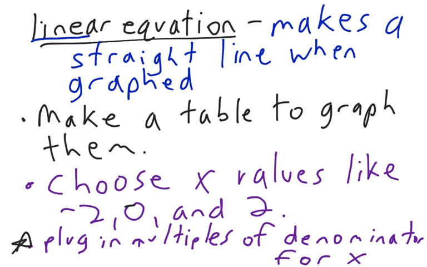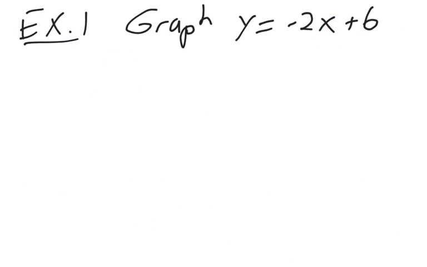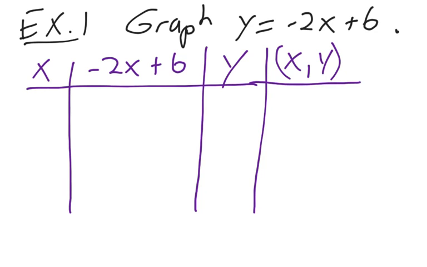Let's go ahead and make a table of our own so we can see how all this works with linear equations, how to graph them. So your example 1 is graph y equals negative 2x plus 6. So we're going to make a table. And this is how I would like you to set up all of your tables. Always put the x on the left.